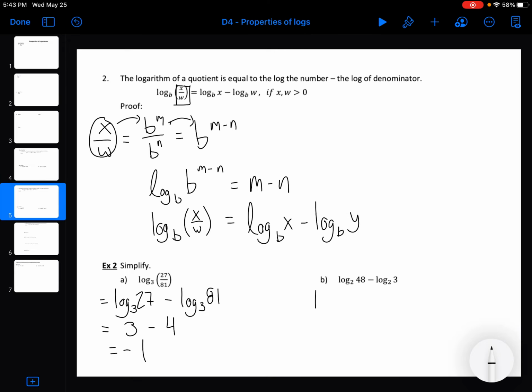Here, same idea. We've got log base 2. We're going to do 48 divided by 3. So 48 divided by 3 is going to give us 16. And then that's going to be 2, 4, 8, 16. And we've got 4. Just a little easier to look at. Like log base 2 of 3 is a little harder than what we have there.